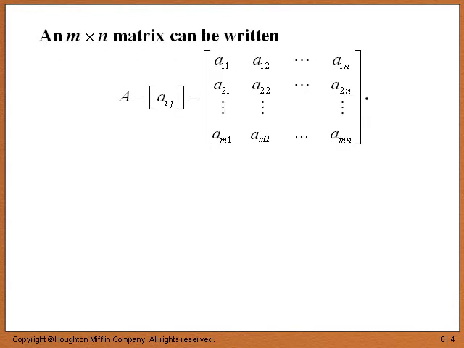An m by n matrix can be written A equals brackets Aij, and then you can write down what's in the brackets there. Don't be intimidated by all these symbols. It's really just a general way of writing a matrix. The only reason I'm showing you this is so that if you ever do see a matrix written this way, you know what it means.